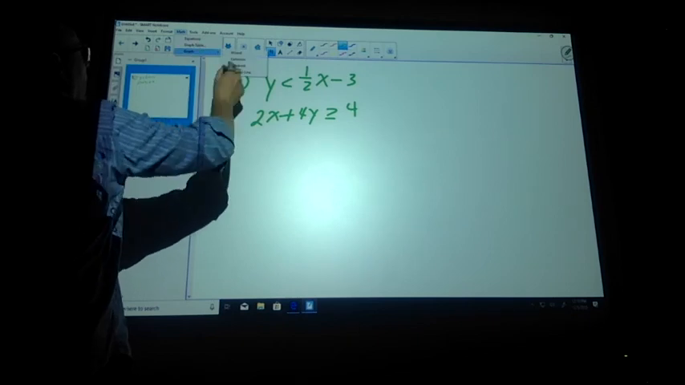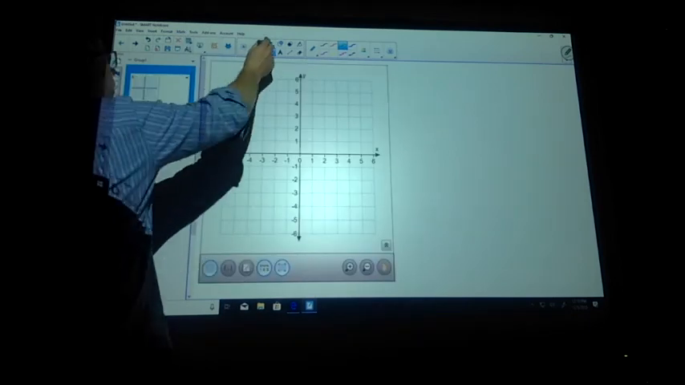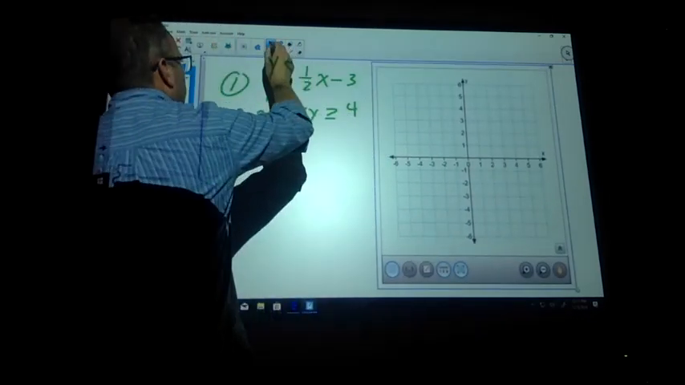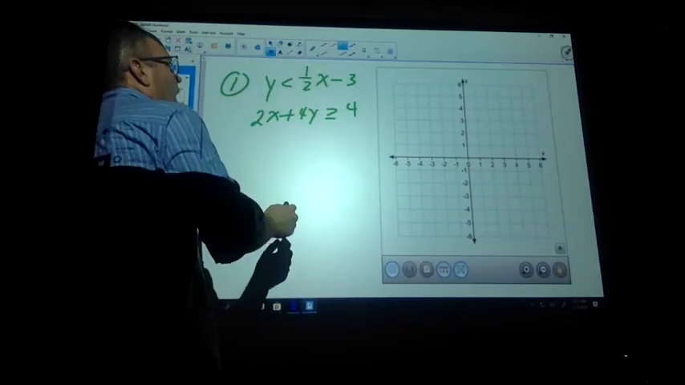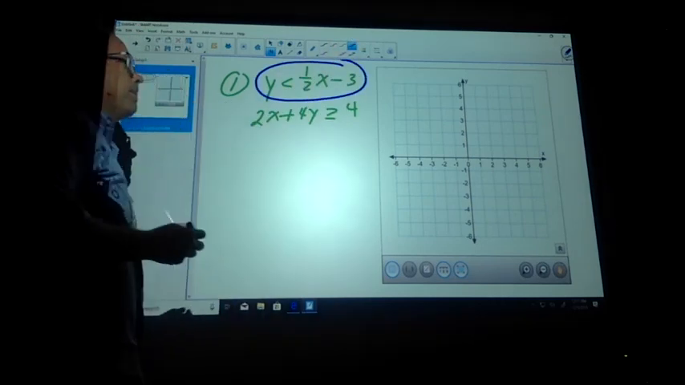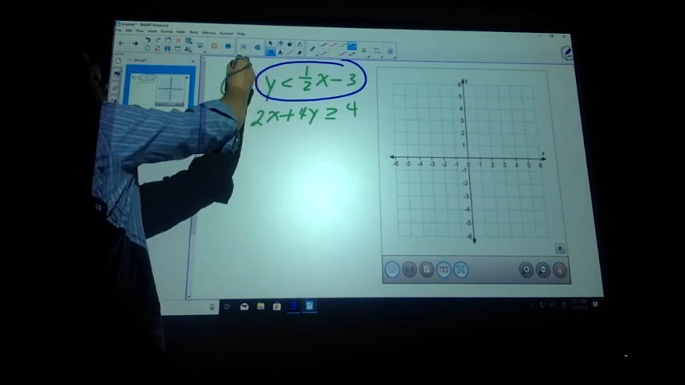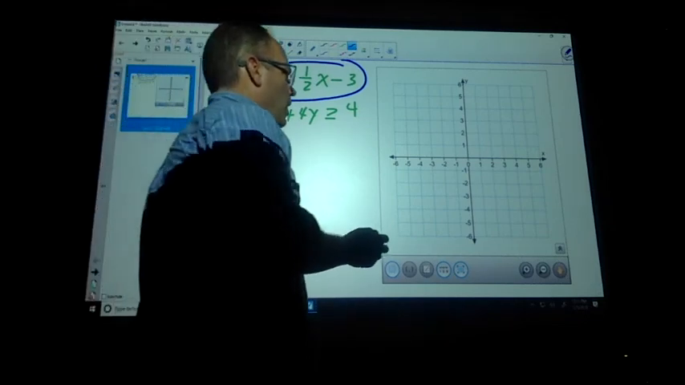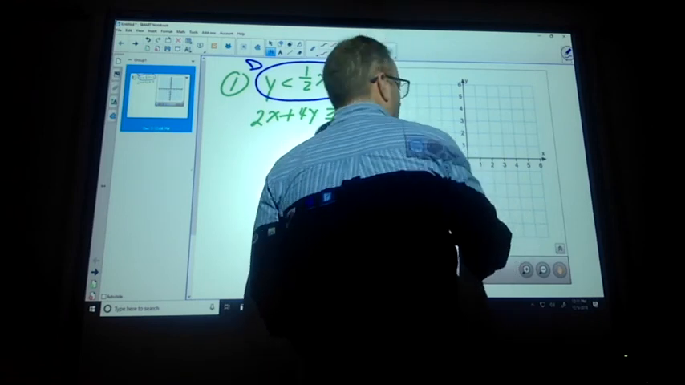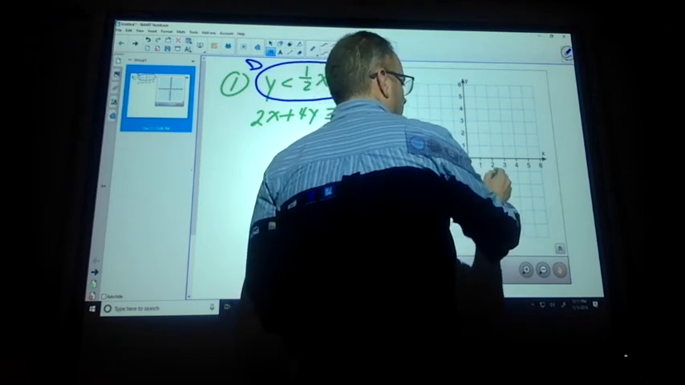I want to put a Cartesian graph. Okay. Let's graph these and see how we do. Is this solid or dotted? Dotted, everyone feel good about that? And I have a y-intercept of -3. I'm going to go up 1, right 2, and then up 1, right 2.